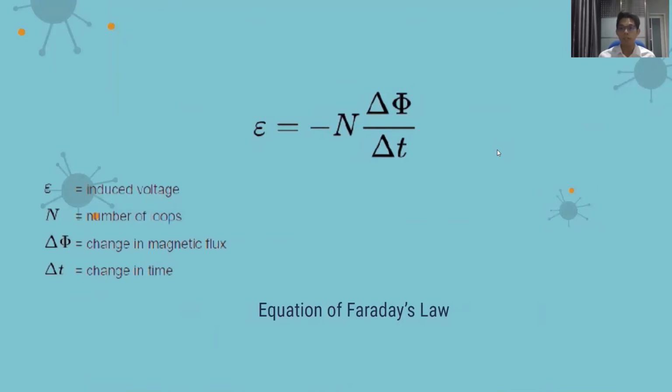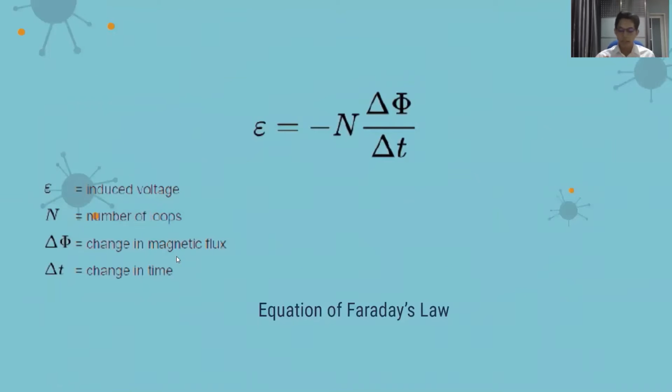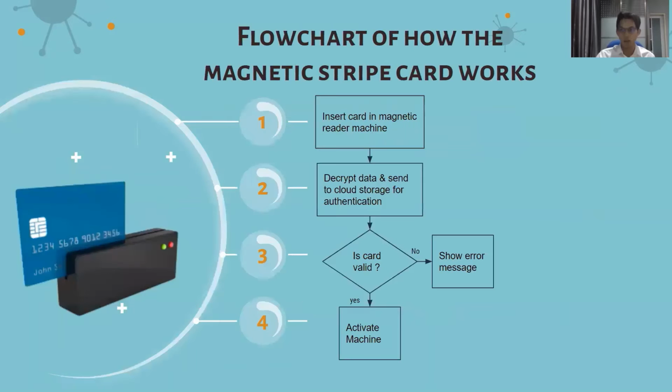There are 4 components. It starts with the induced voltage, also known as the electromotive force, the number of loops, the change in magnetic flux, and the change in time. The most significant component affecting our magnetic stripe card here is obviously the change in magnetic flux, because when we swipe the magnetic stripe card through the magnetic card reader, it will change the magnetic flux.